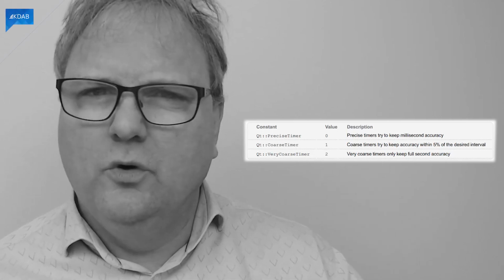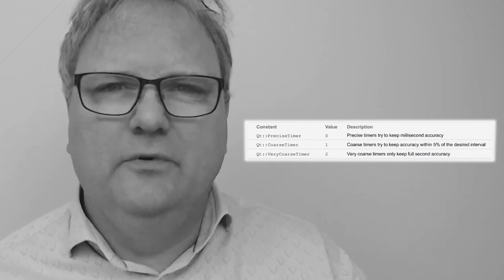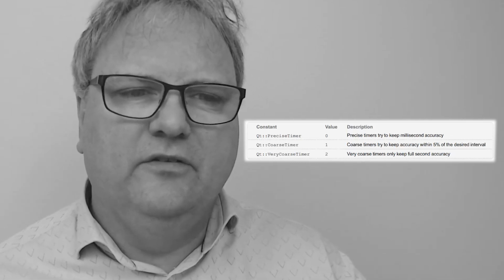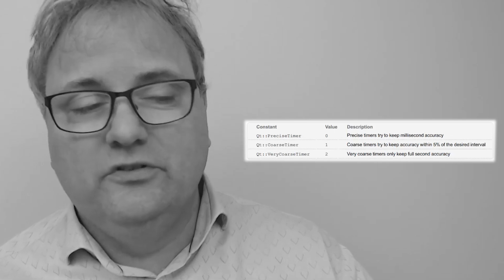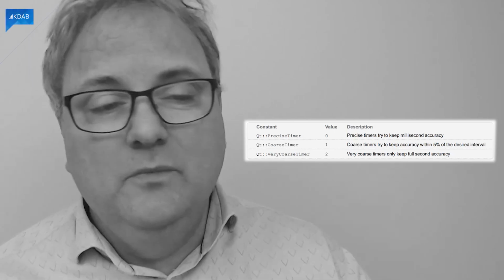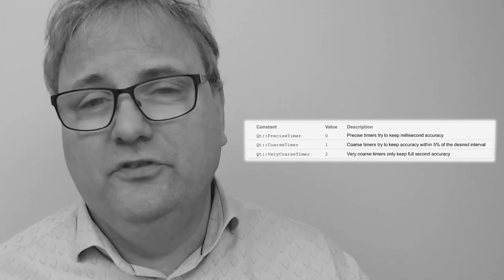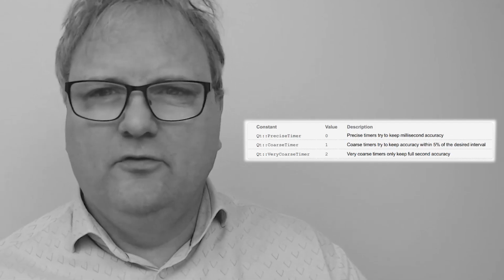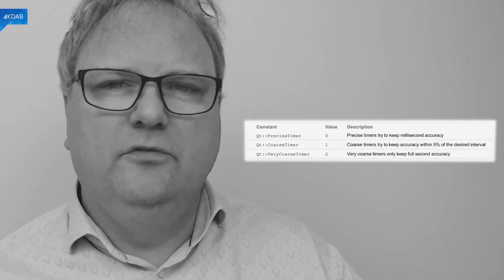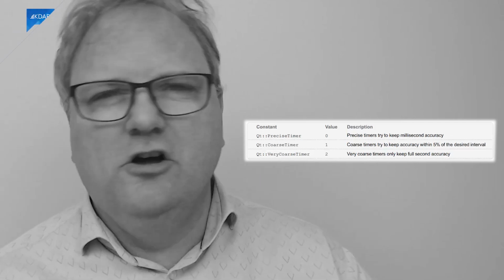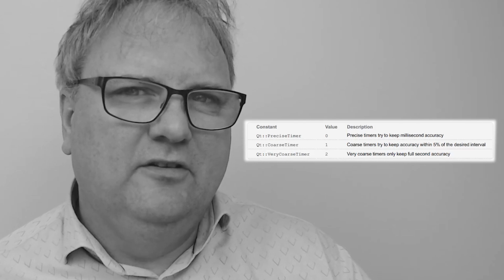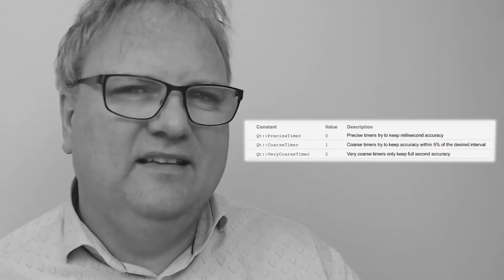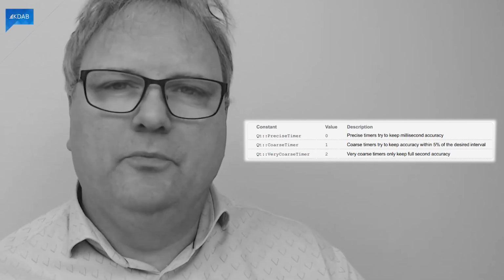There's the coarse, I don't know how you pronounce that, timer, which will stay within 5% of the interval. There's a very coarse timer, which will only give me accuracy of a full second, which makes sense. I mean, if I ask for a timer 20 minutes into the future, it likely does not matter much if it's 20 minutes and a second or 20 minutes exactly. And then there's the precise timer.